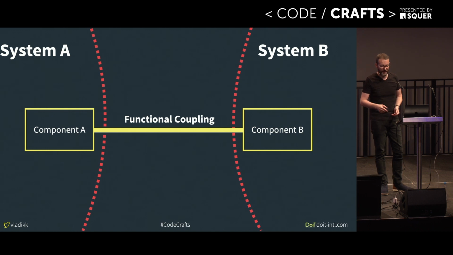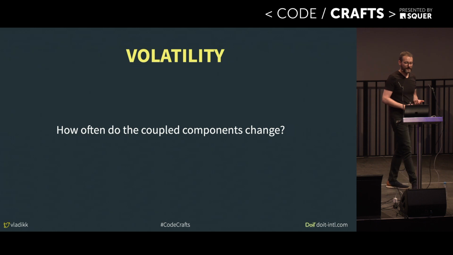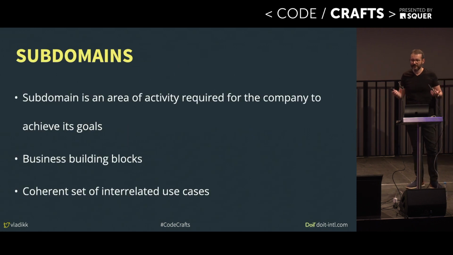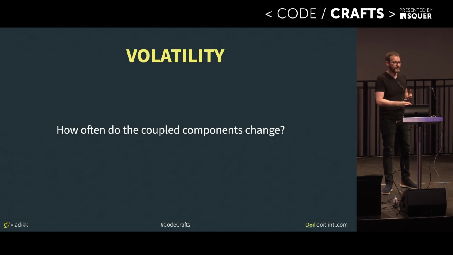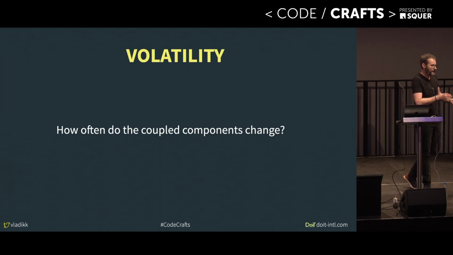So let's talk about the dimension of time, or volatility. And the question here is, how often do the coupled components actually change? And of course, it's hard to predict the future, but we can use some tools, some frameworks to analyze the functionalities that we are implementing and deduce what we should expect from the future.